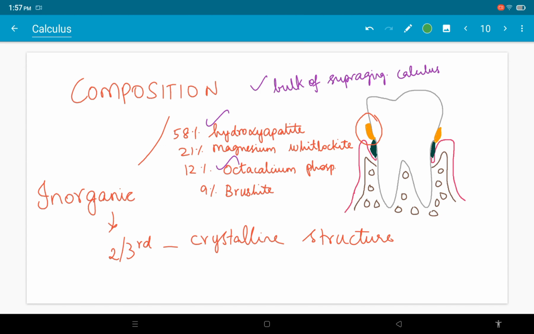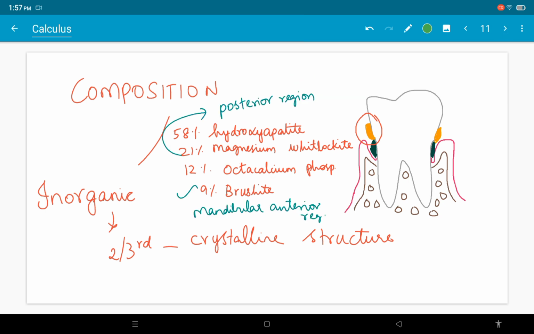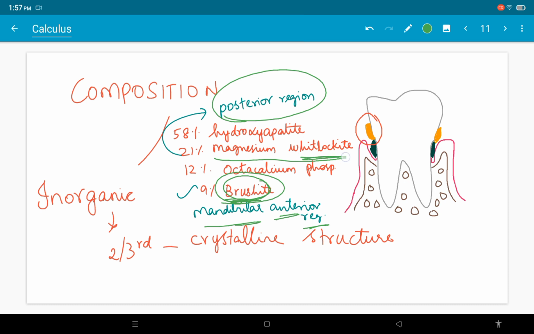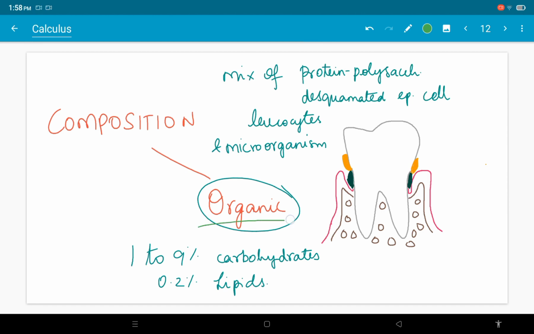Hydroxyapatite, you all know, is the bulk of your enamel and dentin. So this hydroxyapatite again is the bulk of supragingival calculus along with octacalcium phosphate, another calcium phosphate. So these two will be your bulk. And of the remaining two, magnesium whitlockite is seen in the posterior region, whereas brushite is seen in the mandibular anterior region. Remember, just a mnemonic: while brushing, you often leave off your mandibular anterior region, lingual side especially. So brushite crystals will be in your mandibular anterior region, whereas magnesium whitlockite will be in your posterior region. Inorganic content, as I said, is two-thirds crystalline form, and we saw what the crystalline forms are. So we'll see about the organic content also.